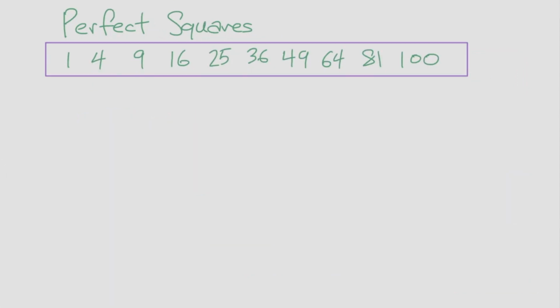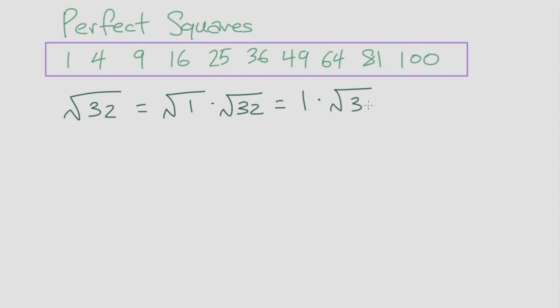Now to simplify, I want to find factors that are square roots, so I'm going to keep the perfect squares list on top as I solve things like root 32, for example. Looking through the list of factors, I know 1 goes in, right? So root 1 times root 32 is equal to root 32. And root 1 is 1, so that's 1 times root 32. And finally, that whole thing is equal to root 32.